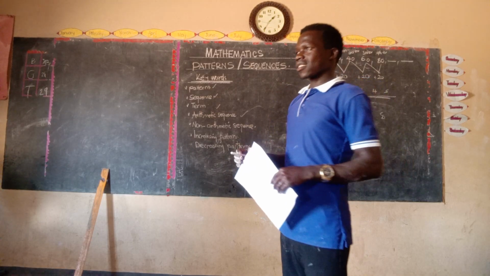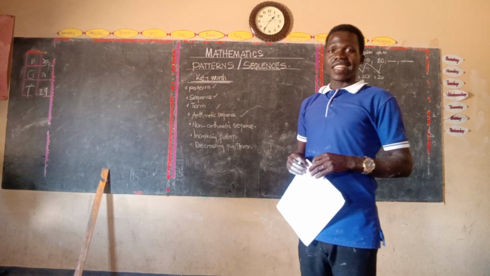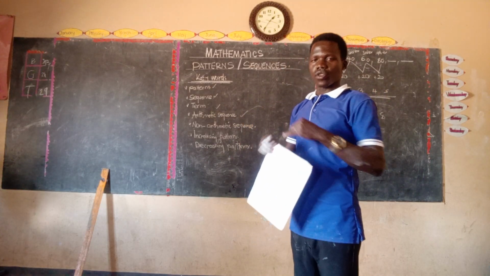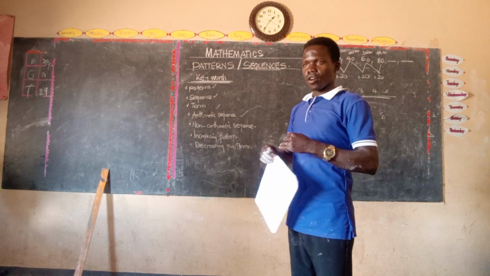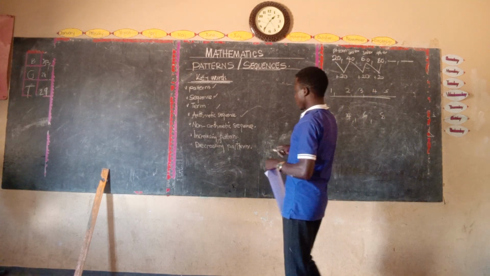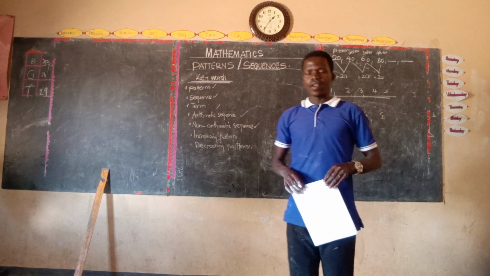So an arithmetic sequence is a sequence in which the patterns are uniform. That means they are constant. They have what is called constant patterns or a constant relationship between them. Then there is also what is called a non-arithmetic sequence.